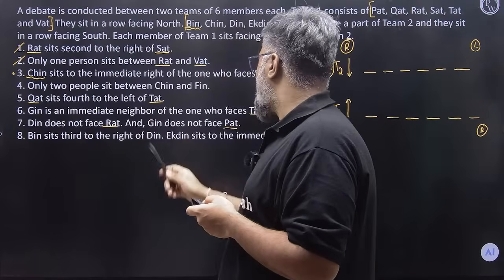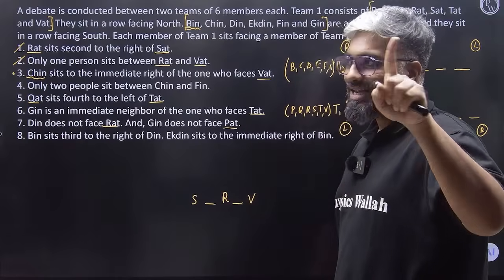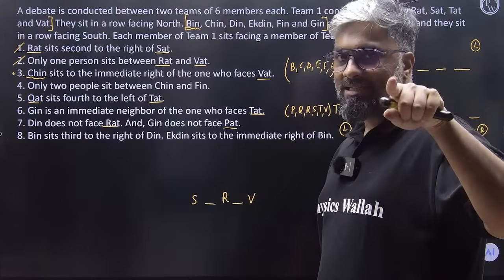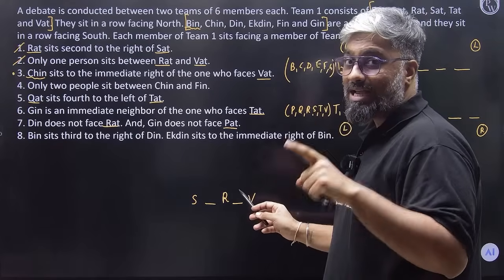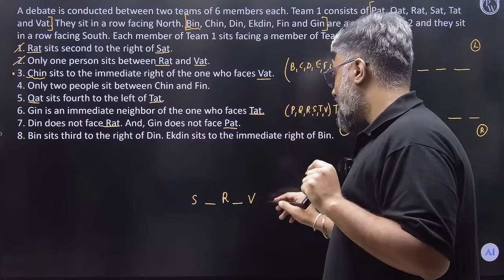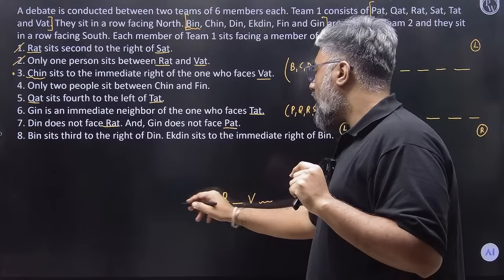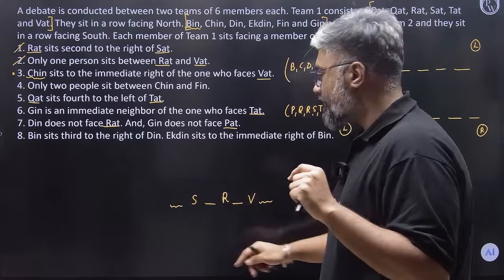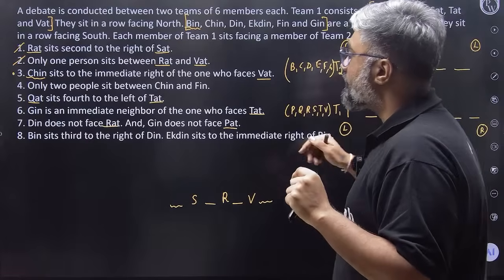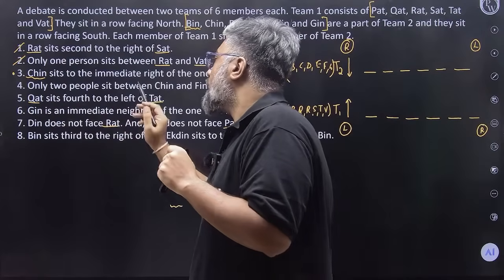Q sits 4 to the left of T. Now, there are exactly 6 seats, correct? There are exactly 6 seats. 1, 2, 3, 4, 5 I have. Yes, I need one more seat. One seat can either be here or it can be here, correct? One seat either here or here. Let's see. Q sits 4 to the left of T.